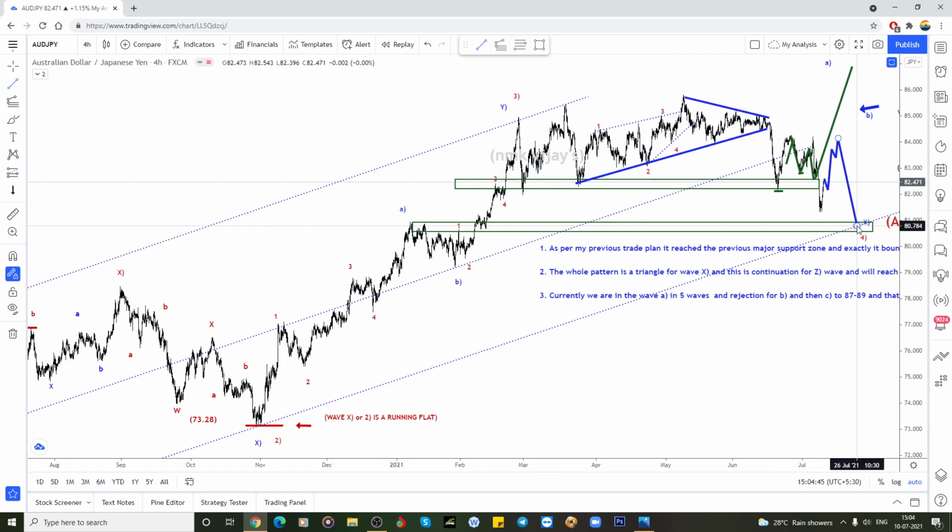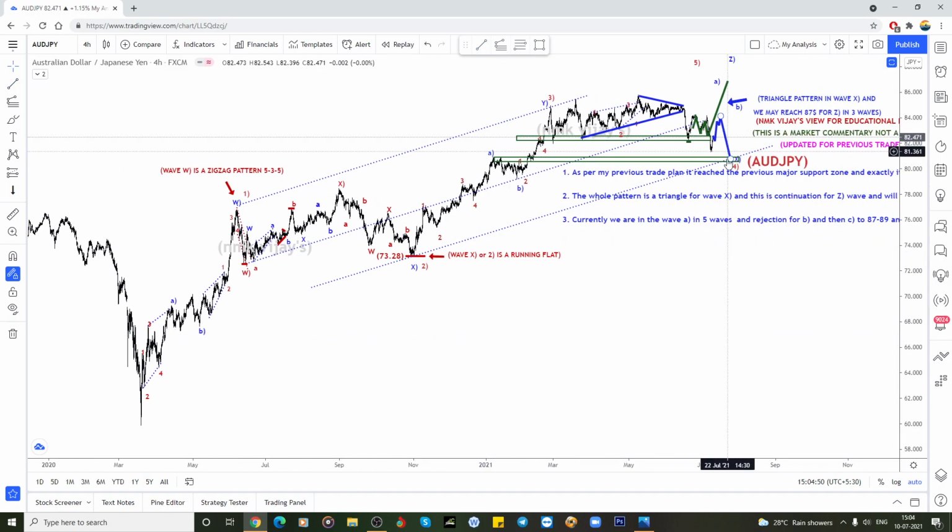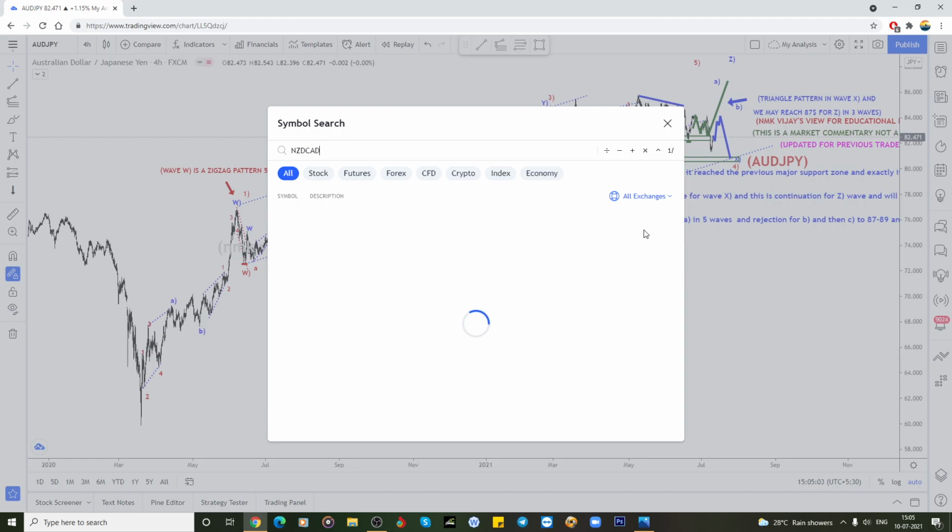Once it reaches here, that is why I will draw the channel. After that it will bounce for another three-wave structure. So whether this could be a 1, 2, 3, 4 and 5. Simple. Everything is simple after it is explained.